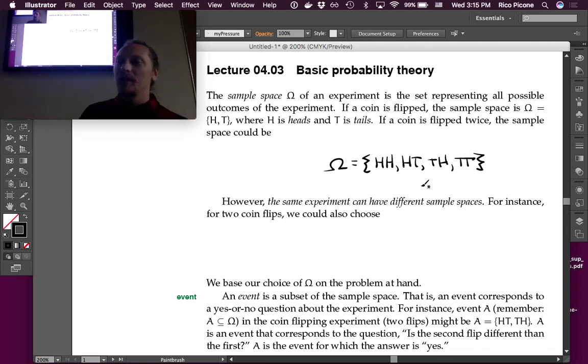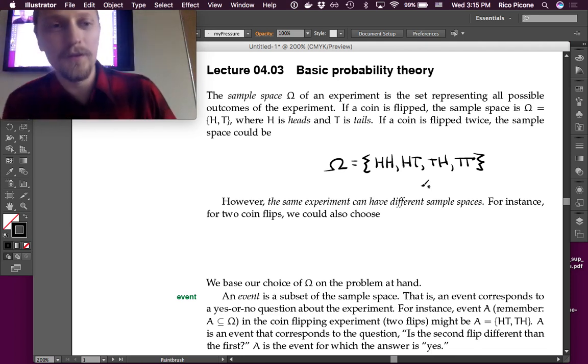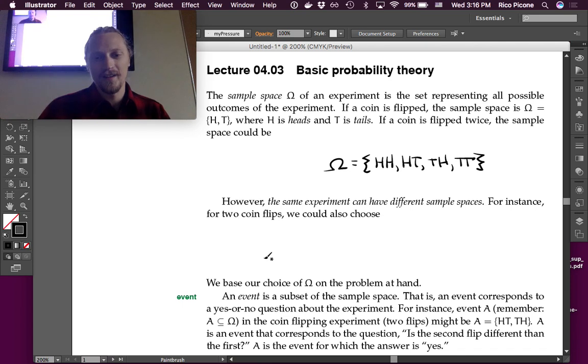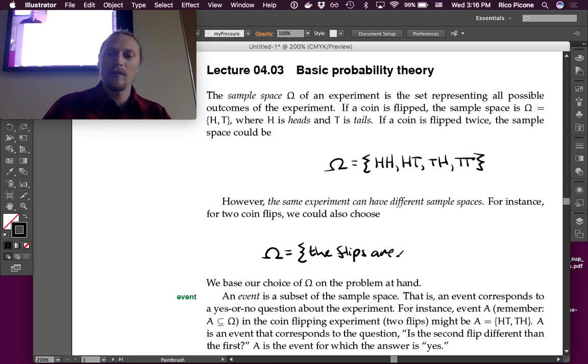However, the same experiment can have different sample spaces. For instance, for two coin flips, we could also choose, you guys are like, what other possibilities are there? But here are other possibilities. One event could be the flips are the same. And the other one could be the flips are, you guessed it, different.